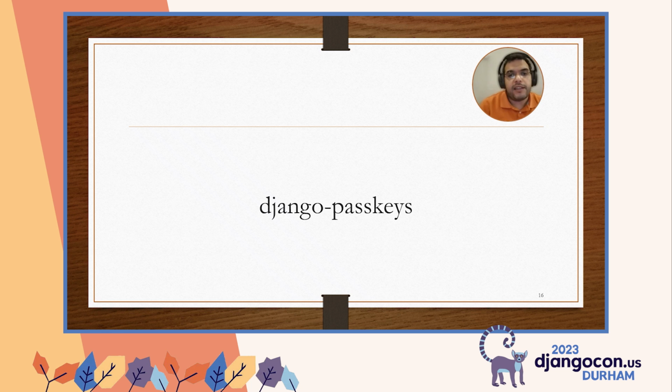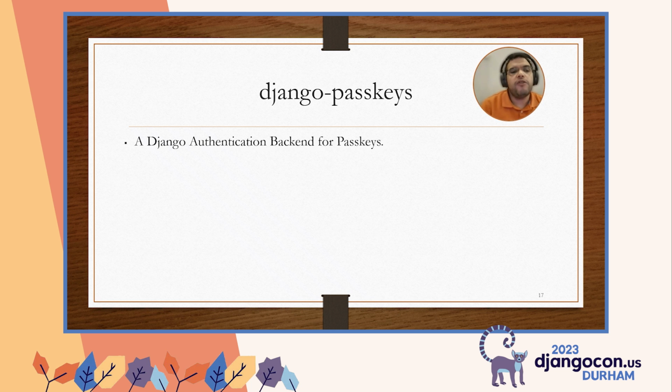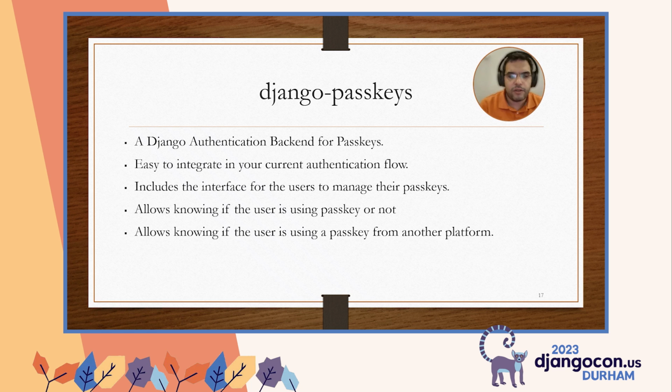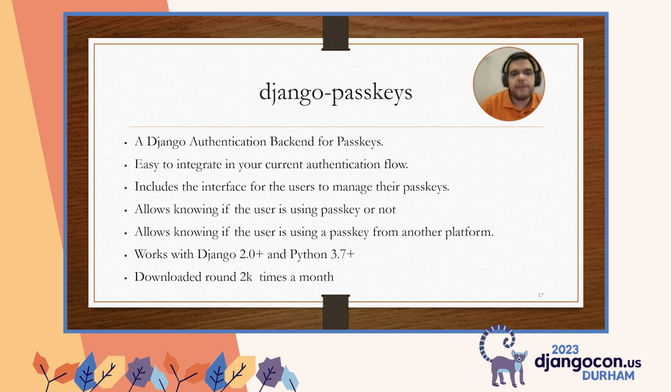So how can we integrate this very nice technology into our current web applications, protecting our users and our data? Django Passkeys is an authentication backend for passkeys. It is easy to integrate in your current authentication flow, includes the interface for the users to manage their passkeys, allows knowing if the user is using a passkey or not, allows knowing if the user is using a passkey from another platform, works with Django 2.0 plus and Python 3.7 plus, and is downloaded around 2,000 times a month.